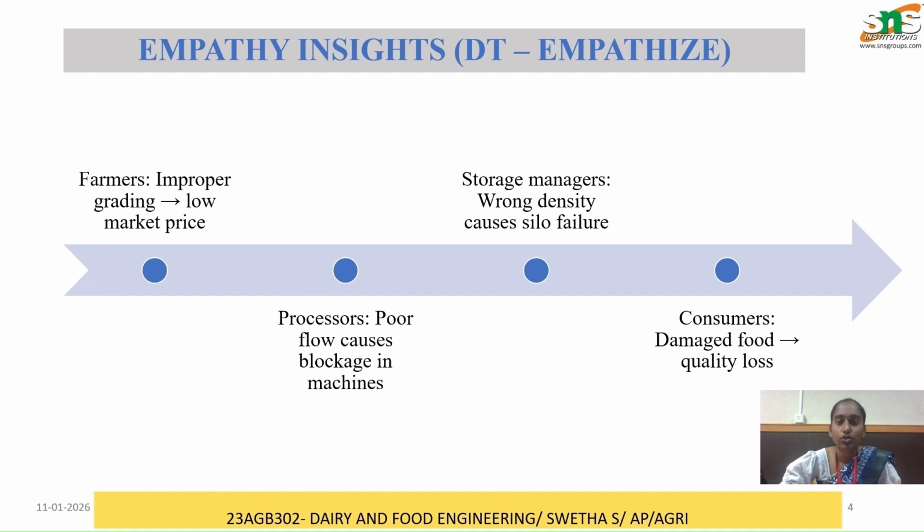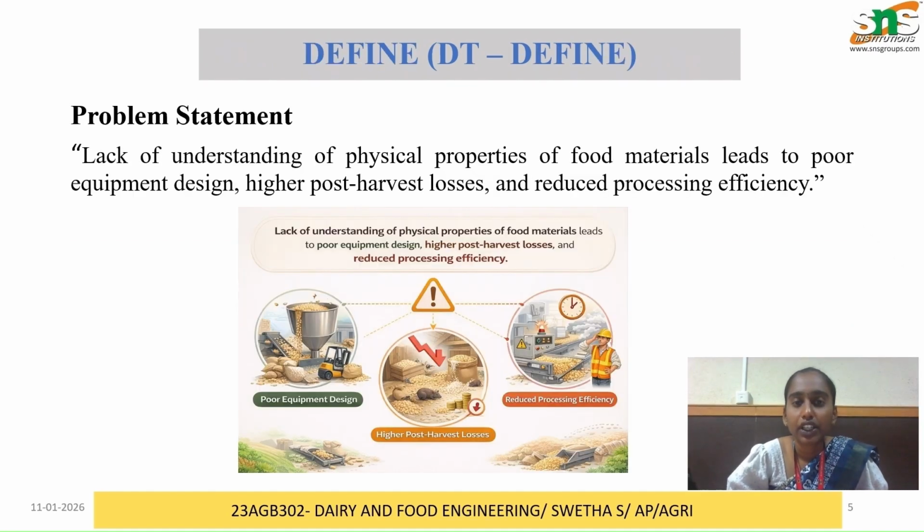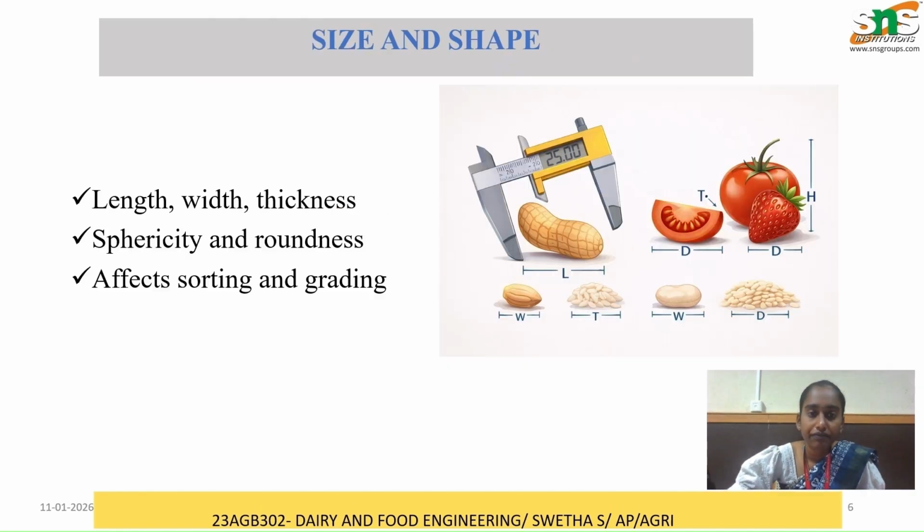And define. Let me give a problem statement. For example, if we lack understanding of the physical properties of food materials, it leads to poor equipment design in various industries. There is also waste, and losses in post harvest, and reduced processing efficiency. So this is the problem statement we are going to see today.